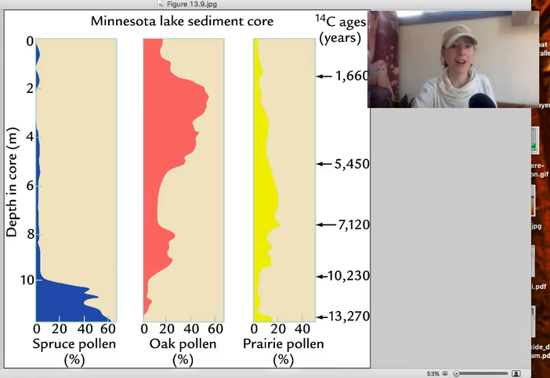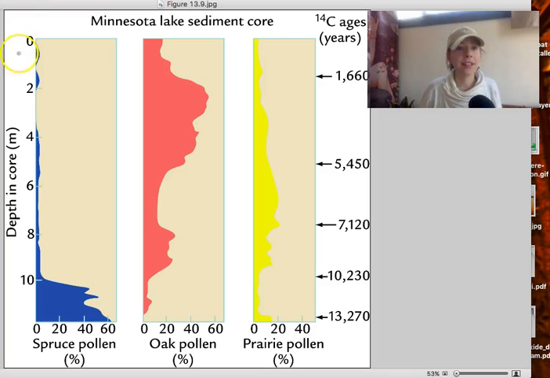Hi class, we are looking at figure 13-9 in your Ruddiman textbook, and what this shows is the distribution of pollen in a Minnesota lake sediment core. And when you're looking at sediment cores, it's a little different than a regular graph. So if you look at the y-axis over here, which is the depth in the core in meters, zero would represent the surface of the sediment.